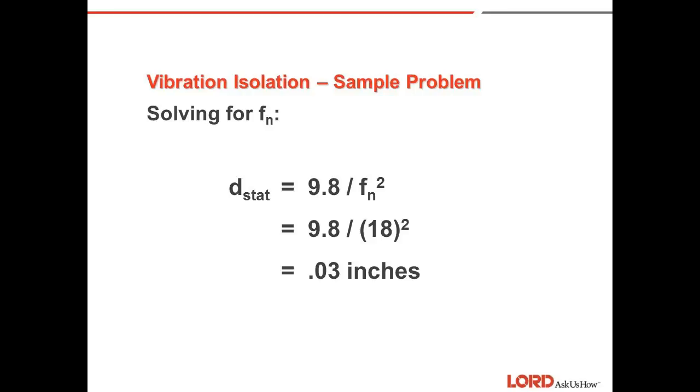Solving for Fn, we can calculate the static deflection, which is 9.8 divided by the natural frequency squared. In this case, it's 18. 9.8 divided by 18 squared. The static deflection required of the isolator is 0.03 inches.